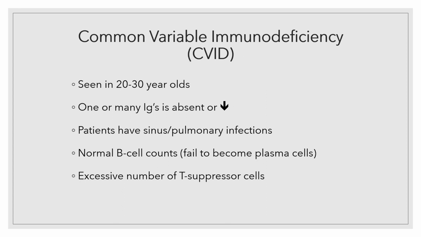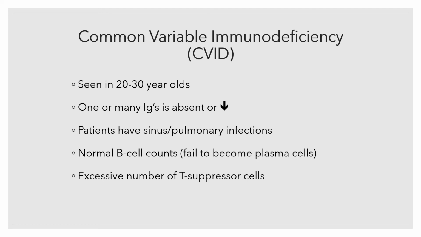Common variable immunodeficiency disorder is seen in 20 to 30-year-olds, and it occurs equally in males and females. The immune system appears normal early in life, and this is a later onset disorder. One or many of the immunoglobulins is absent or severely decreased. Patients are prone to sinus and pulmonary infections. They also can have bouts of diarrhea and autoimmune disorders. They're also more prone to Giardia protozoan infections.